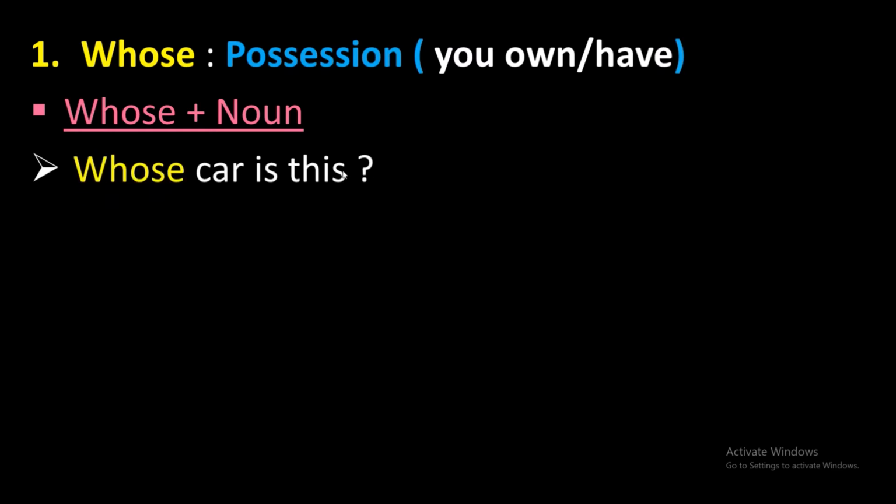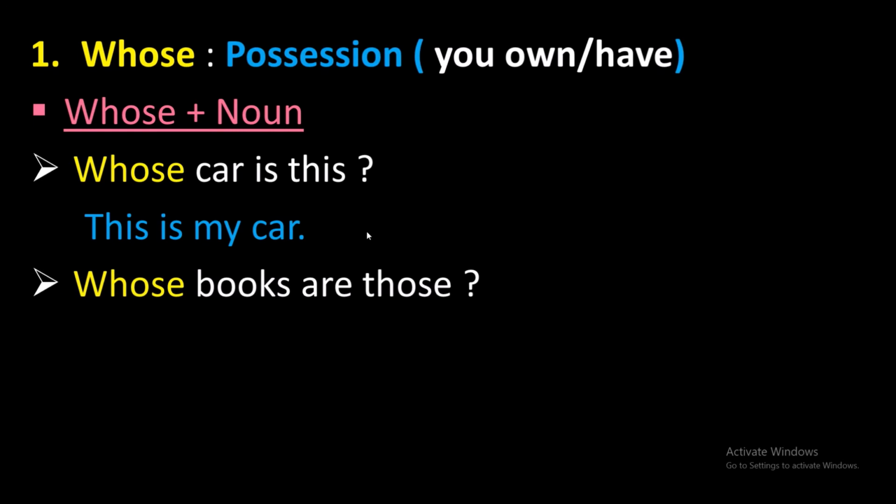Let's take another example here. Whose car is this? So we want to know whose car that is. This is my car. So my car here shows that the car is my car. One more example. Whose books are those? You see the books and you don't know the owner of the books, so you will ask, whose books are those? Those are my books.